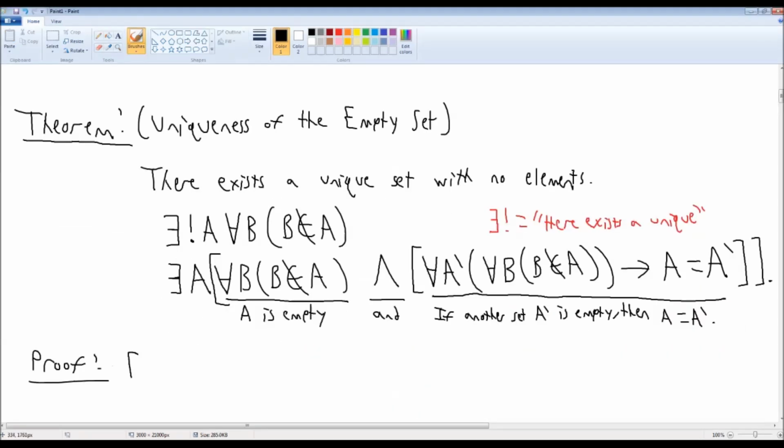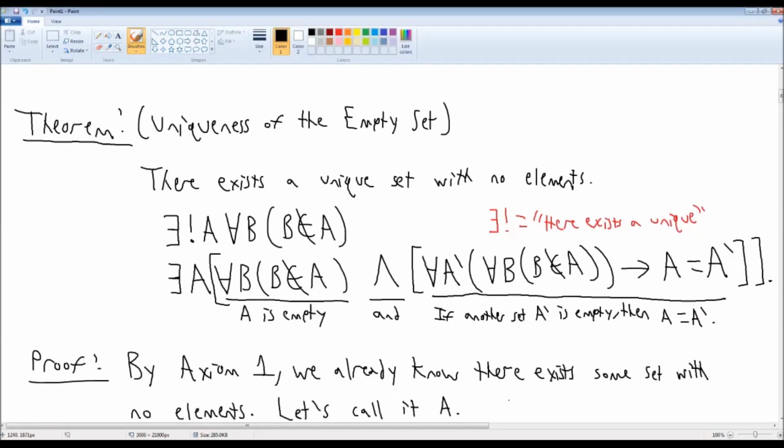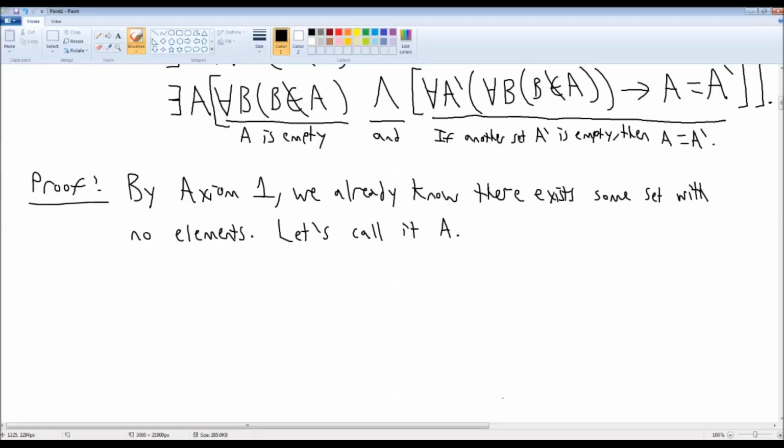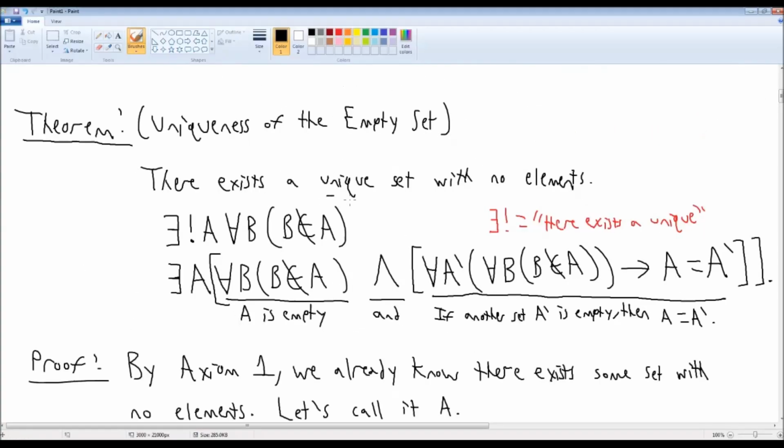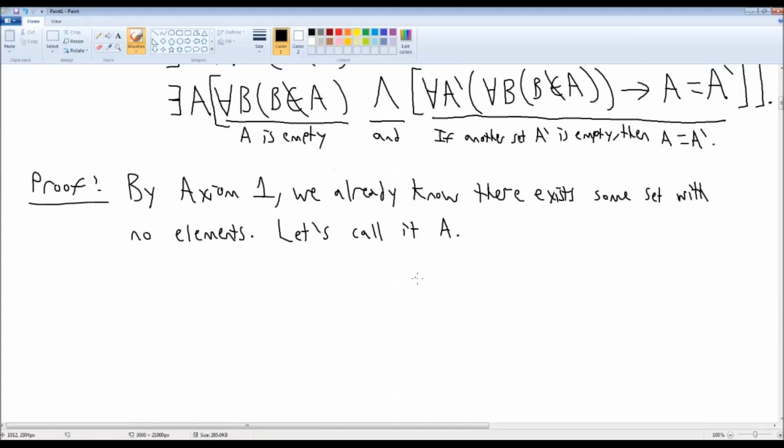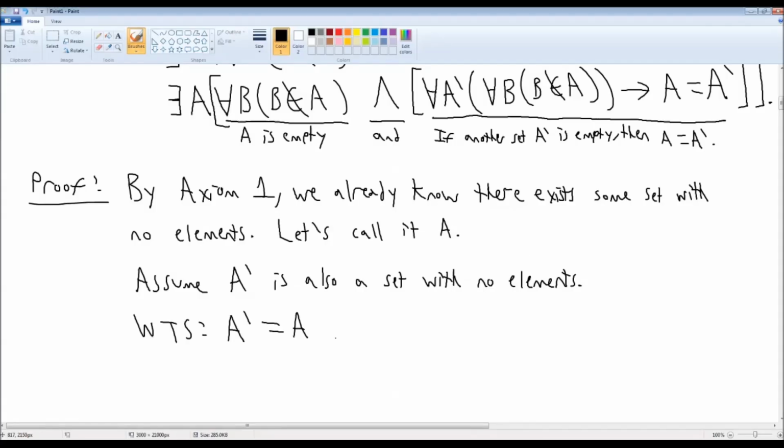So let's prove it. By axiom 1, that is the empty set axiom, we already know there exists some set with no elements. Let's just call it A. So that shows existence. But how do we show uniqueness? Well, here's what we do. Assume A prime is also a set with no elements. Whether or not it's equal to A or it's distinct from A, we're not making any assumptions about that. We want to show that A prime equals A. This will show that A is the only set with the special property.